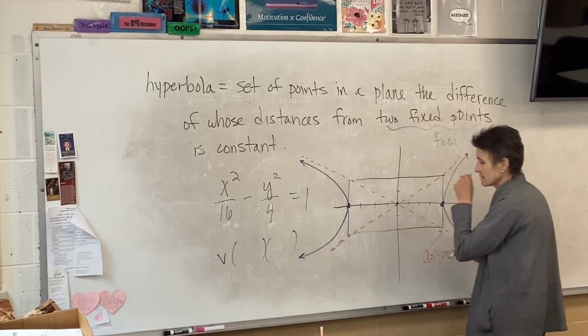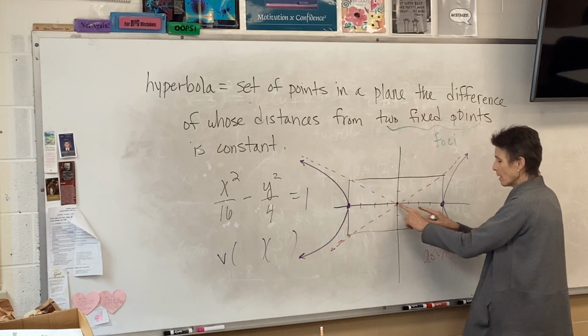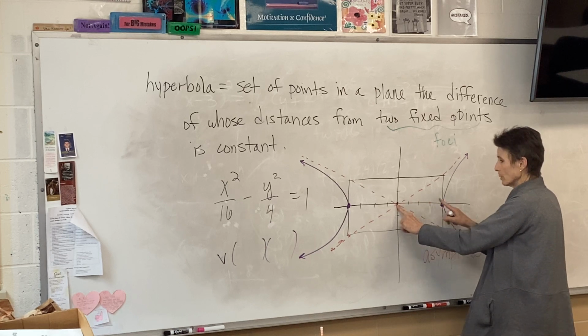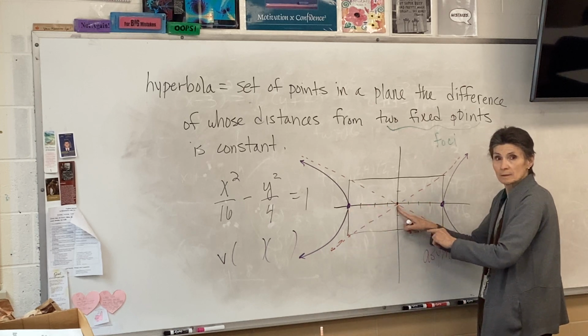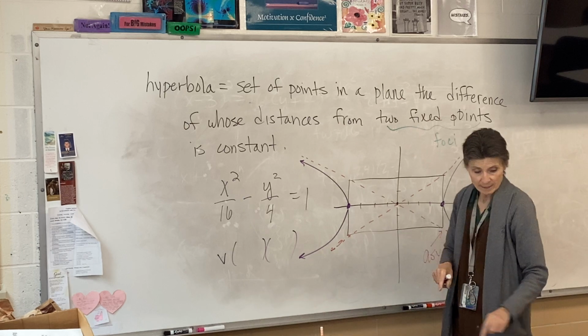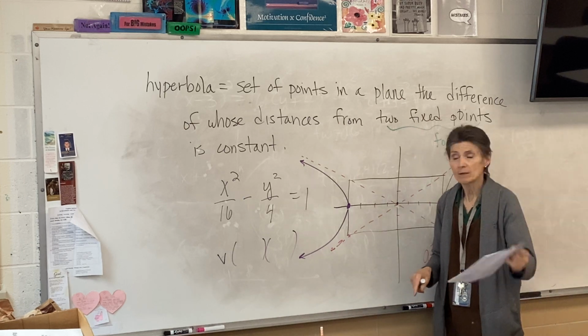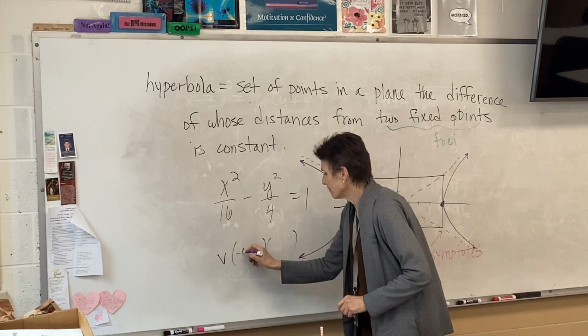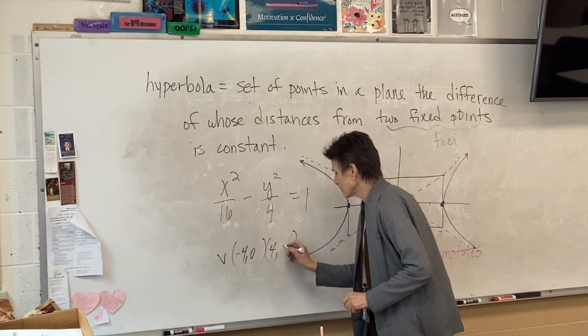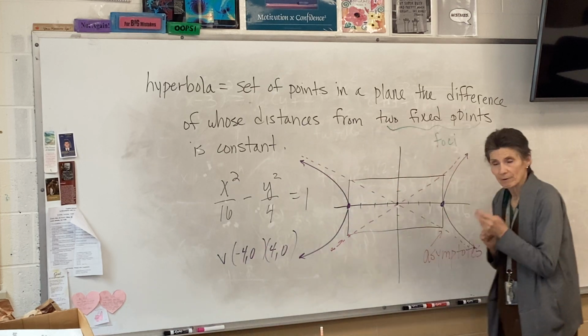Those 2 points, remember how I got them? I counted forward 4 and backward 4. So those 2 points, if you're doing it on graph paper, are negative 4, 0, and 4, 0, in either order, it doesn't matter.